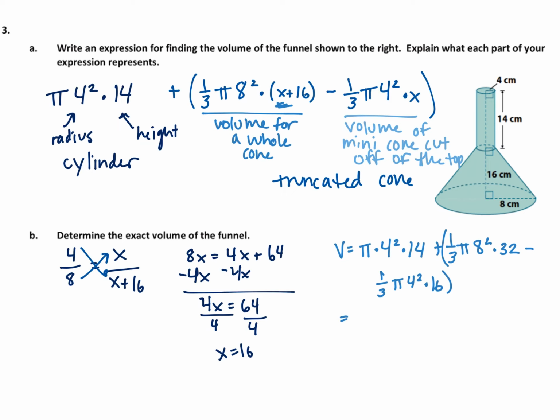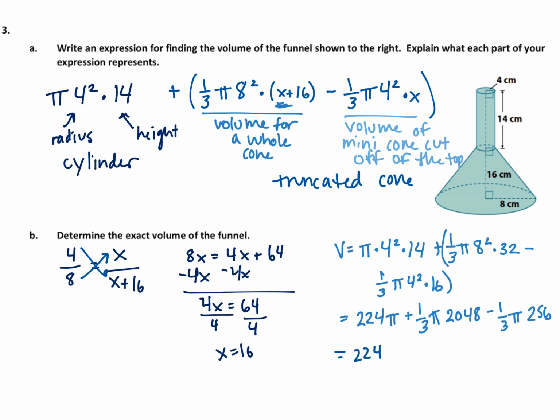So squaring and multiplying our pieces together, 4 squared is 16, and 16 times 14 is 224 pi plus 1/3 pi, and then we've got 8 squared is 64, and 64 times 32 gives us 2048 minus 1/3 pi, 4 squared is 16, 16 times 16 is 256.